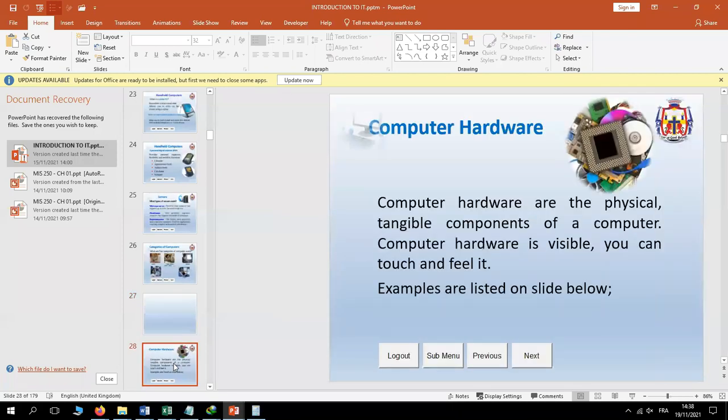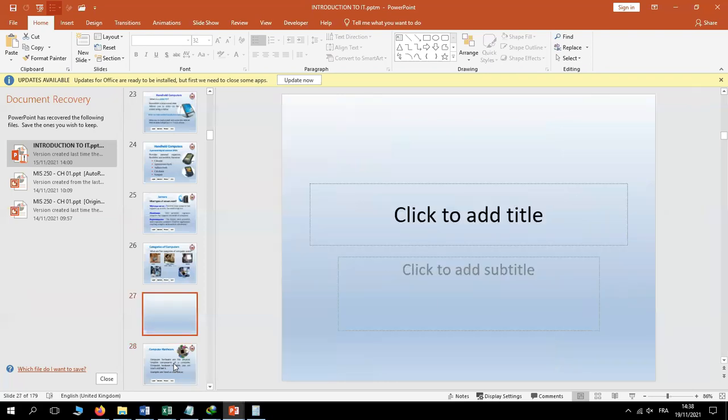Now, from the general introduction, we are looking at computer hardware. By definition, I guess we all know what hardware is. So I'm going to ask somebody to tell us what they know about hardware. In this case, I'm asking Masiko Warren. Yes, Warren, what do you know about hardware?